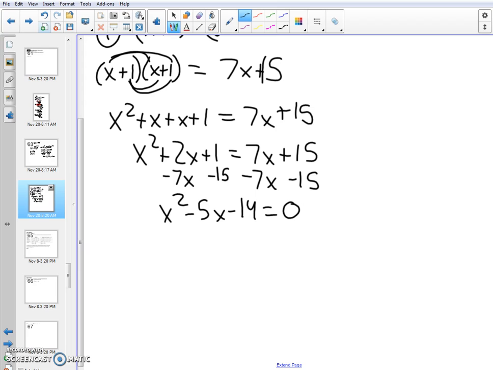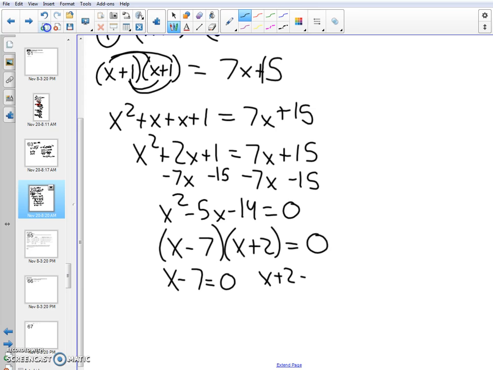Okay, and this one ends up factoring nicely here. So I want to think about two things that multiply to be negative 14. I know 7 and 2 multiply to be 14, and they have to add to be negative 5. So if I do x minus 7 times x plus 2, okay, because negative 7 times 2 is negative 14, negative 7 plus 2 is negative 5. So from here, I would set each factor equals 0. So I would get x equals 7 and x equals negative 2.